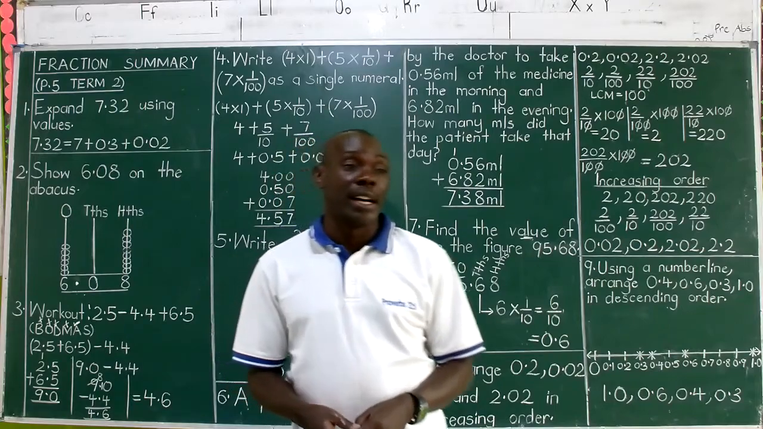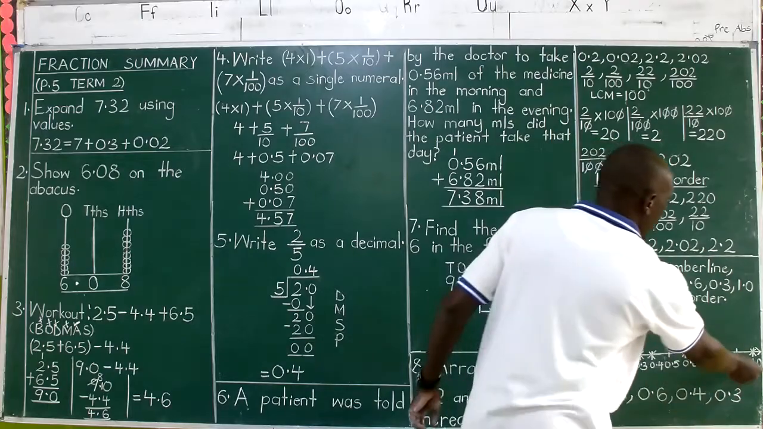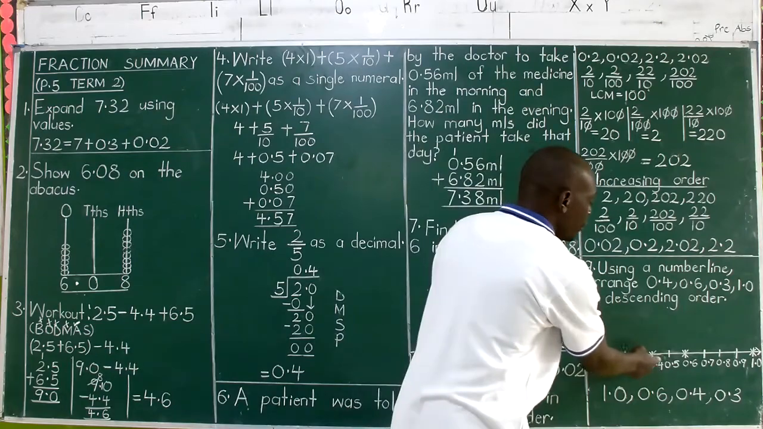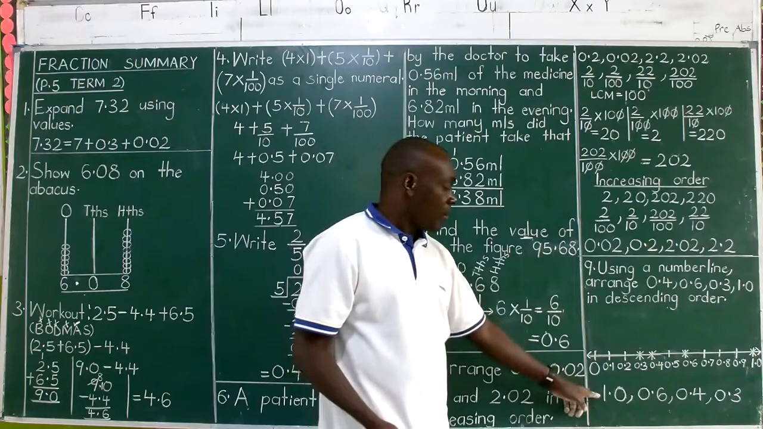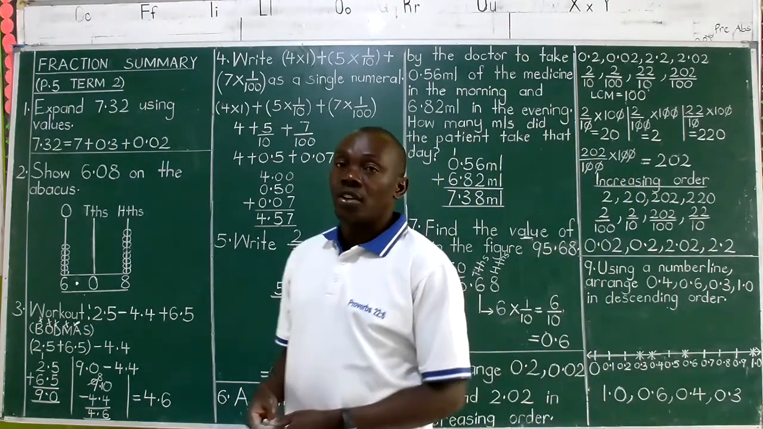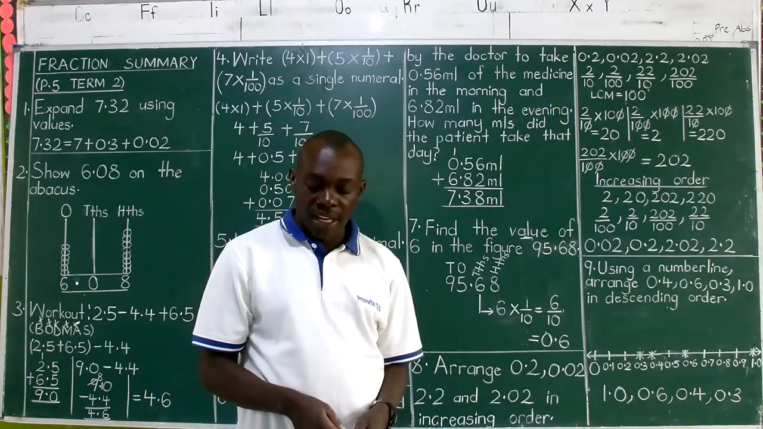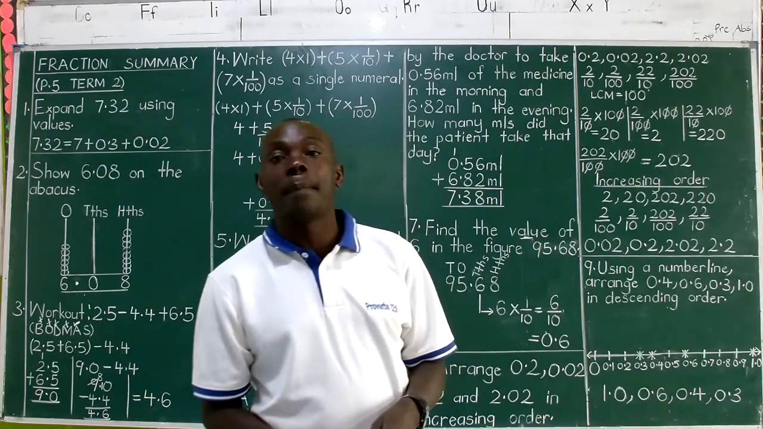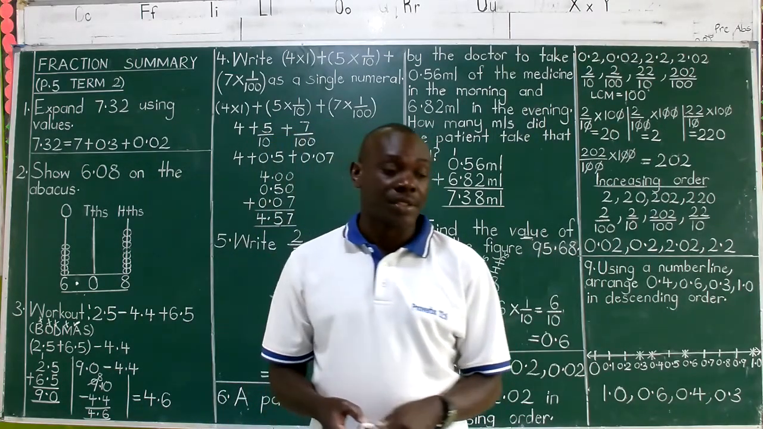That is descending order. Remember, to descend is to go down. So start with the greatest. So 1.0 is the greatest. Then go 0.6, 0.4, and 0.3 is the least. So the answer 1.0, 0.6, 0.4, 0.3 is the descending order of that work. Therefore, you will then be able to answer all the questions from page 48 all the way to page 50 of our workbook, P5. That is the summary of fractions.